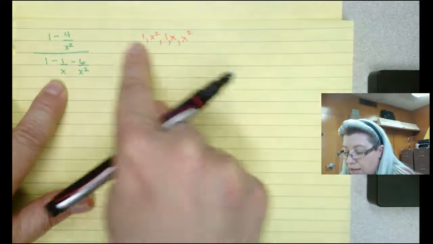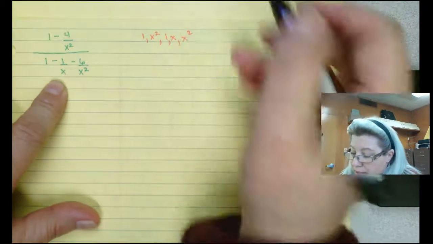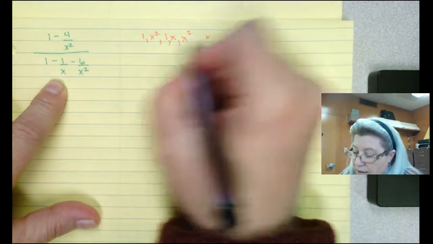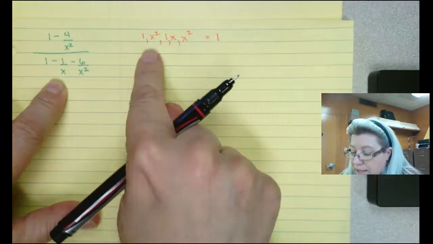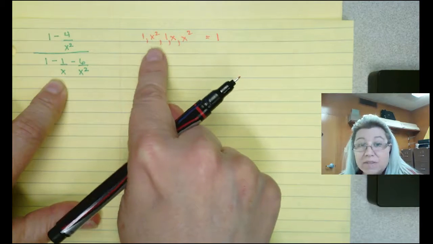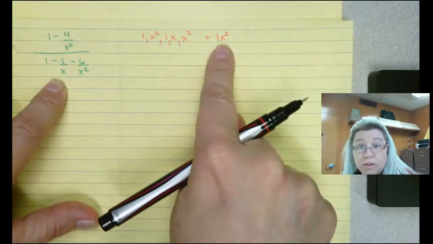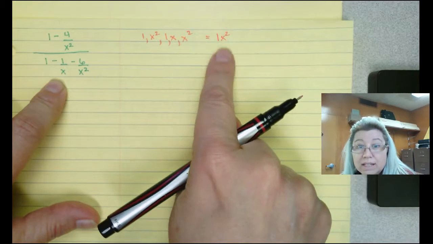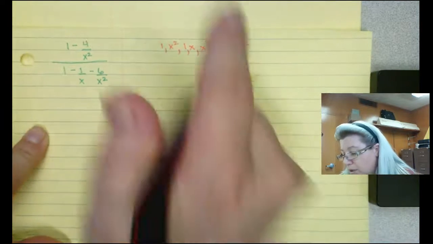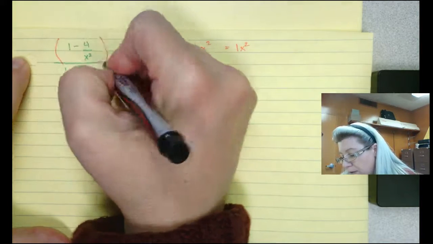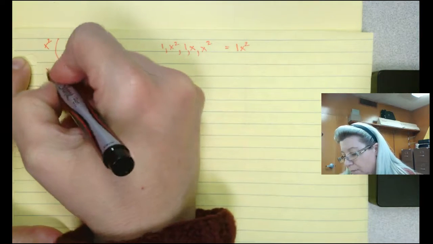I'm looking for the LCD of all of the denominators. The LCD for the numeric values is going to be 1. The LCD of the x variable will be x squared. And I have no other variables, so it's going to be 1x squared, or just x squared. So I'm going to multiply both the top by x squared and the bottom by x squared.